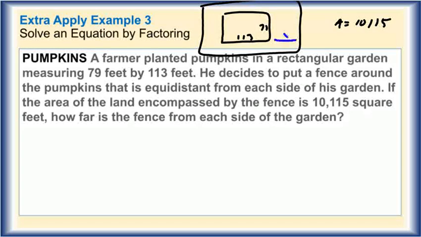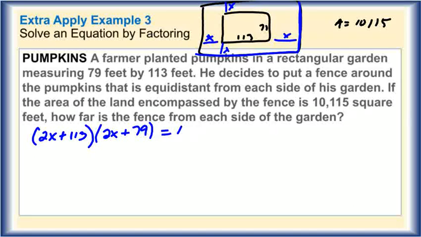This part is the same distance as this part, so if I just say these are x, it means this is also x and this is also x. So I have 2x plus 113 for this side times 2x plus 79 for this side.